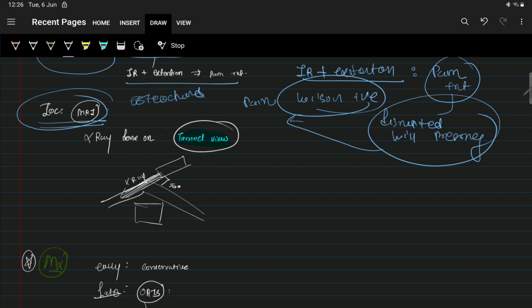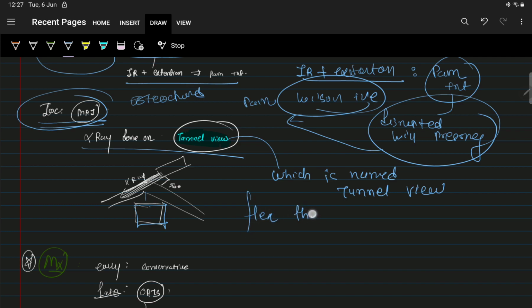Okay, what is the investigation of choice for this osteochondritis? That is MRI. We'll also do X-ray, in which we'll use the special view, which is named as tunnel view. What will we do? We'll put a block under the knee joint, and we'll flex the knee 45 degrees. And we'll pass the X-ray at 90 degrees.